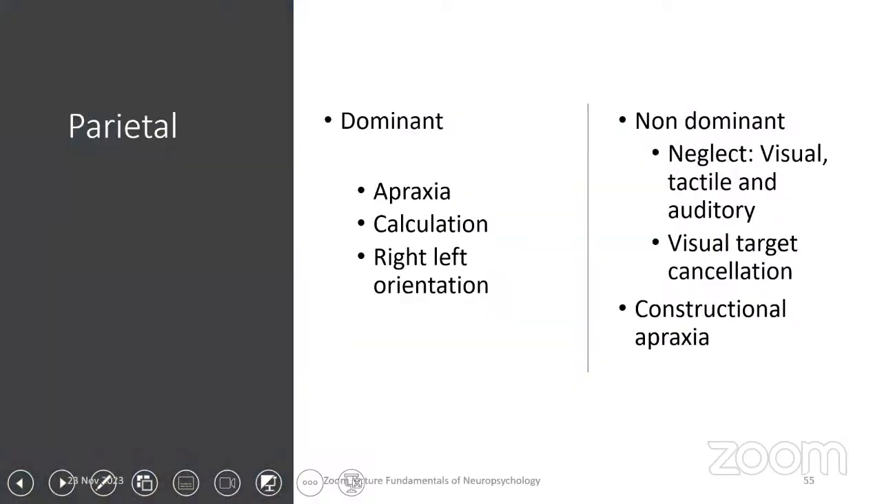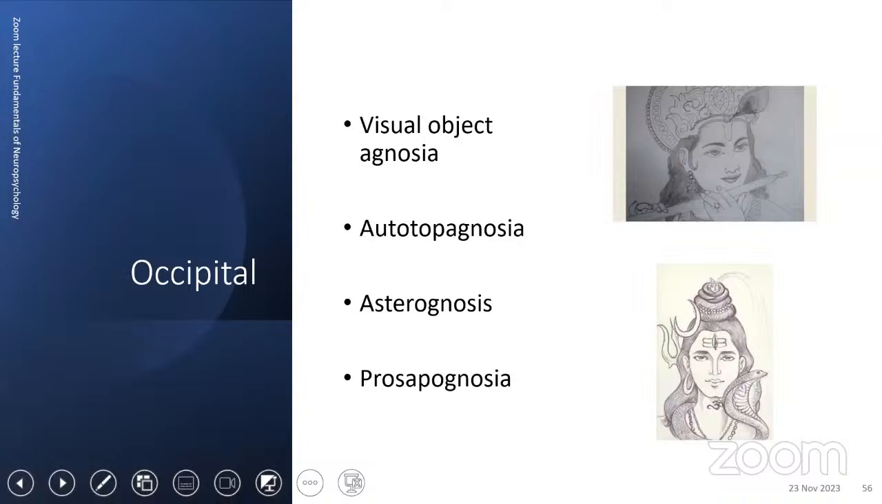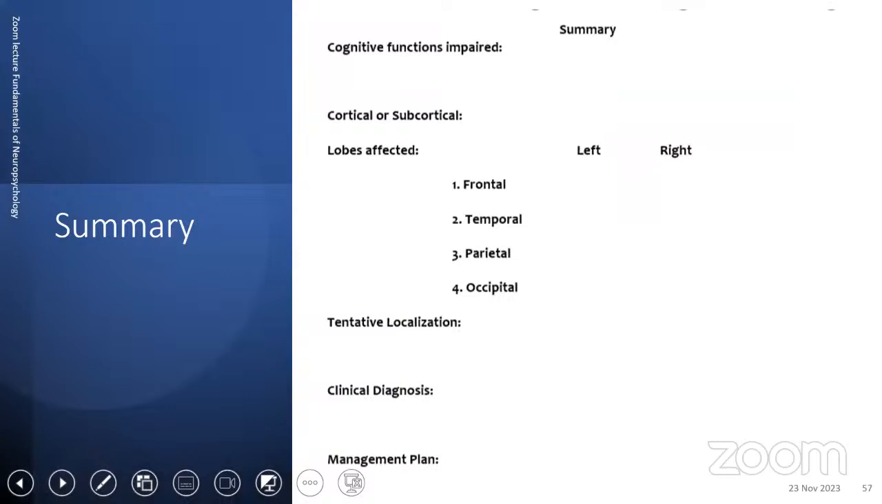So the parietal lobe has dominant and non-dominant sides. Dominant: apraxias, calculation, right-left orientation. Non-dominant: neglect, which could be visual, tactile, and auditory neglect. Visual target cancellation, constructional apraxia. Occipital: visual object agnosias, autotopagnosia, astereognosis, and prosopagnosia, inability to identify faces. So in summary, you have all these cognitive function tests. Then you can say what cortical functions are impaired. Is it subcortical or cortical? What lobes are affected: frontal, temporal, parietal, occipital; and then tentative localization, clinical diagnosis, and management plan.